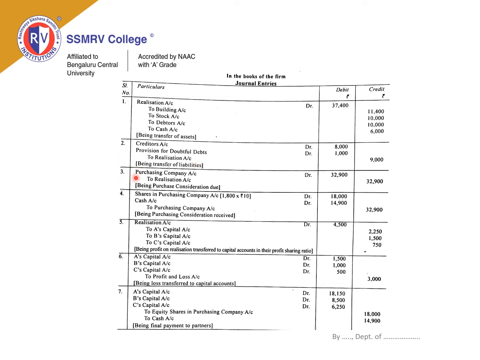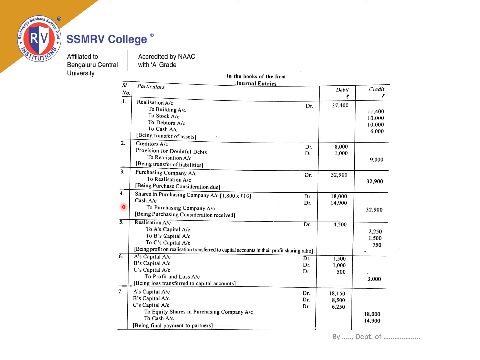The third entry is for the purchase consideration due by the purchasing company. So the entry will be purchasing company account debtor to realization account. The amount of purchase consideration is 32,900.